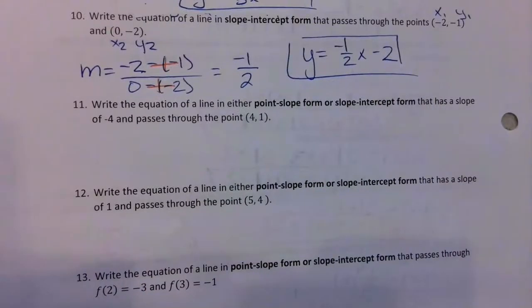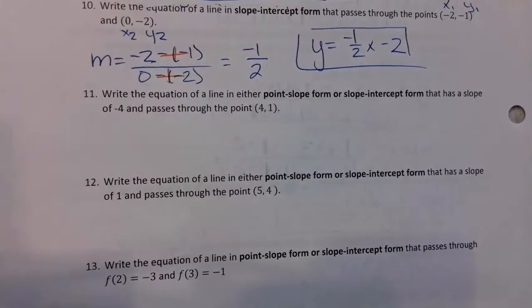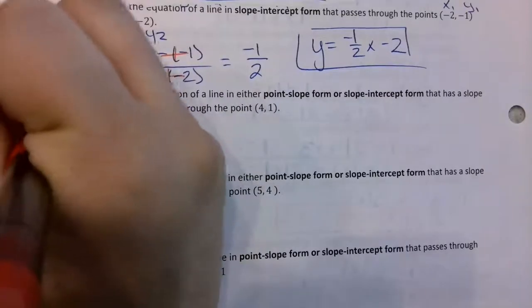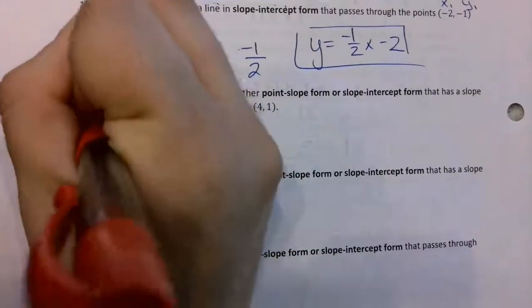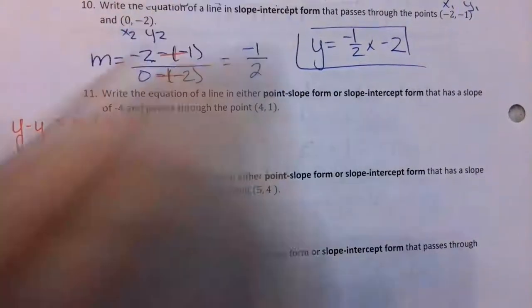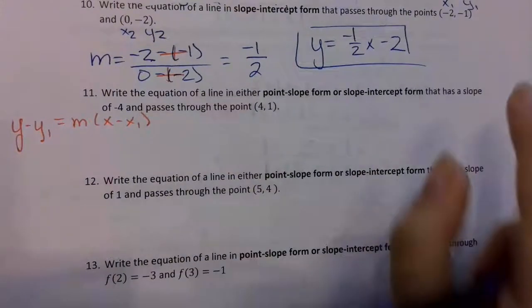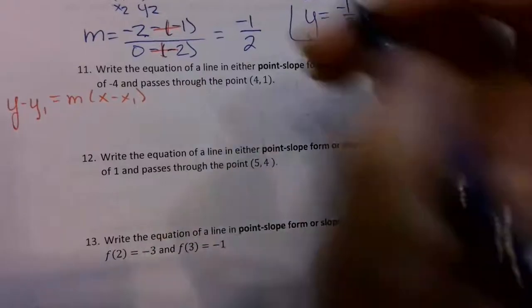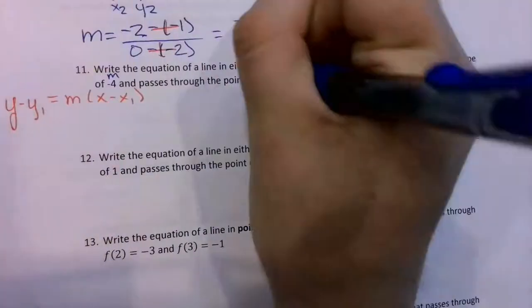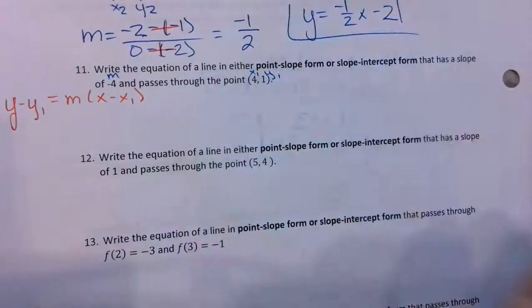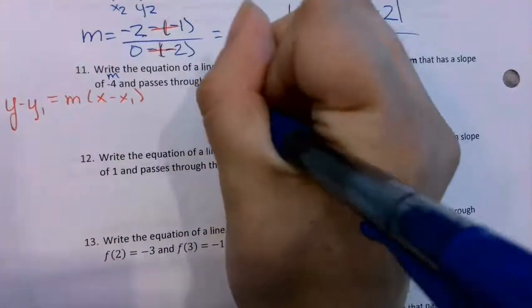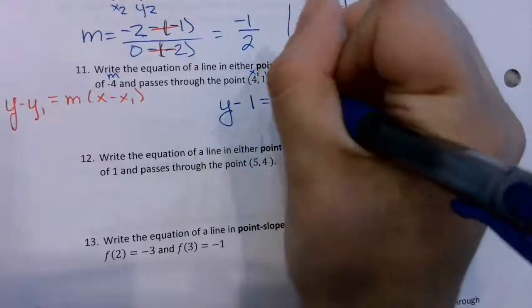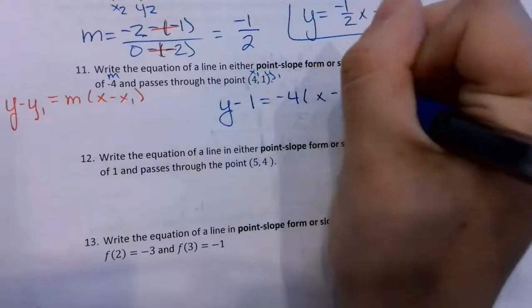On number 11, it doesn't care if I write in point-slope or slope-intercept form. To remind you of what point-slope is, I'm going to write this off to the side. It's y minus y1 equals m times x minus x1. So this one gives me a slope of -4 and a point of 4, 1. All I have to do is plug this into that equation. My slope is m. My point is x1, y1. So then I'm going to have y minus 1 equals -4 times x minus 4.